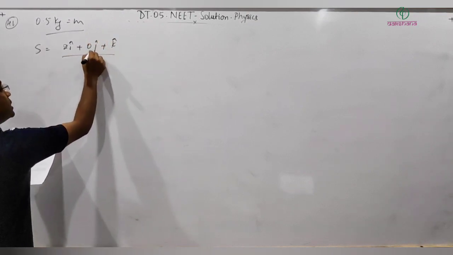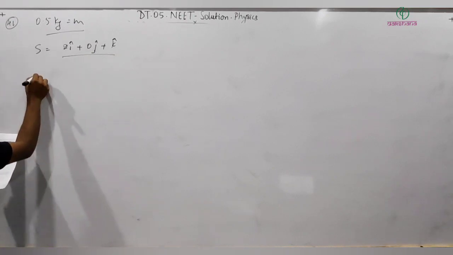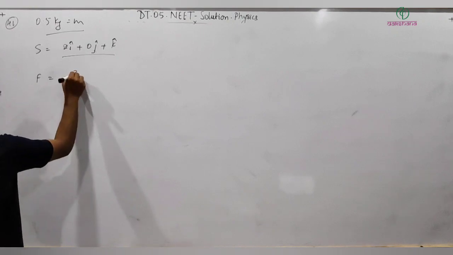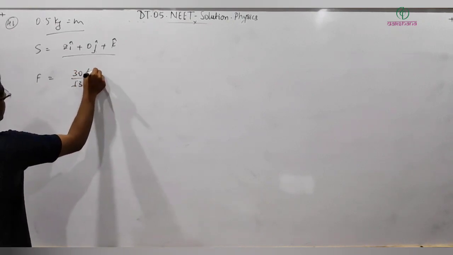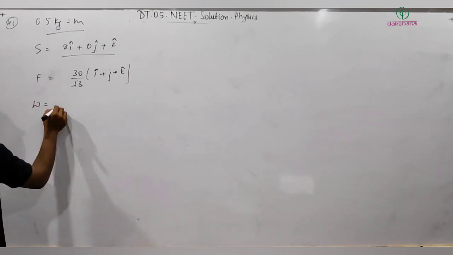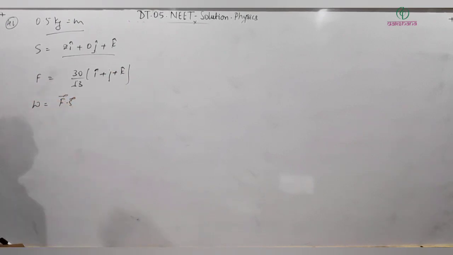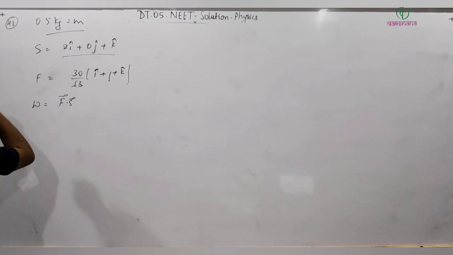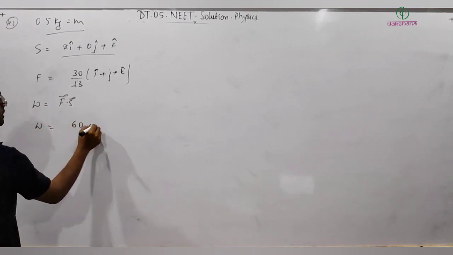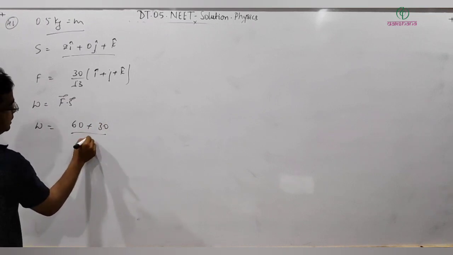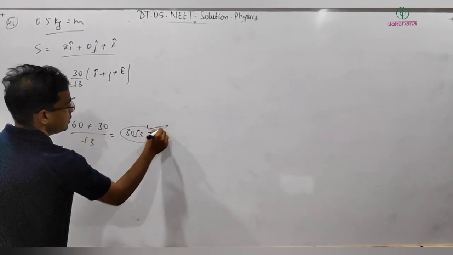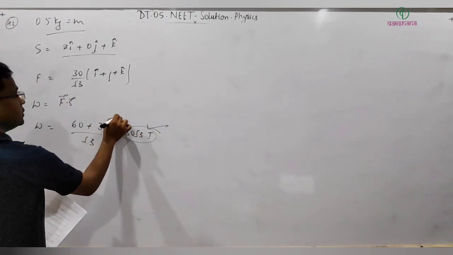So this is the displacement, and force is 30 Newton. Direction is given i plus j plus k, so that can be written as 30 by root 3 into i plus j plus k. Then what is the work done? Work done is equal to force F bar dot S bar. F dot S is coming out to be W equal to 60 plus 30 divided by root 3, that is equal to 30 root 3 joule is the work done, matching with option 2.